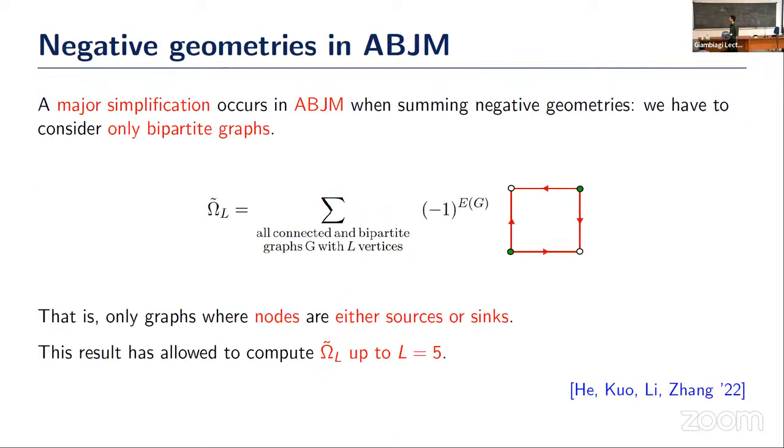So how does this analysis in terms of negative geometries look in ABJM? In ABJM, apart from taking a connected graph to describe the logarithm of the canonical form, we also have to take bipartite graphs. That is, graphs where, after we assign a direction to each edge, each node is a source or a sink. This has been used to compute this canonical form omega tilde up to five loops. Let me note that this is a major simplification in the number of graphs in the expansion.